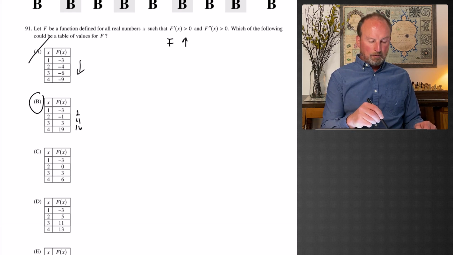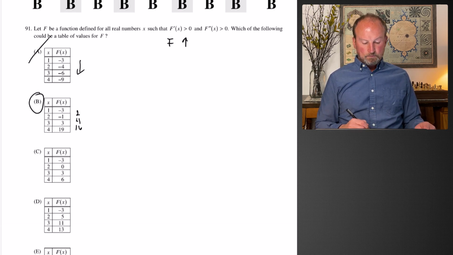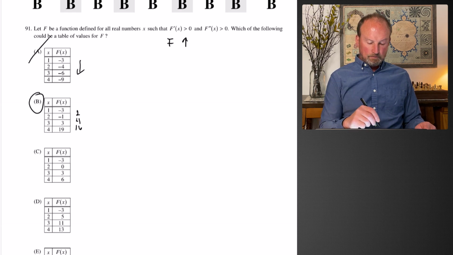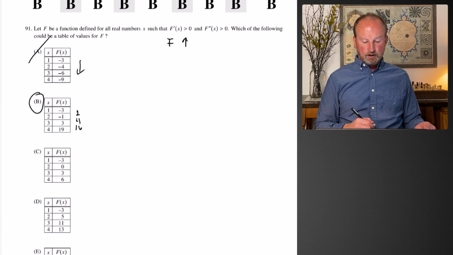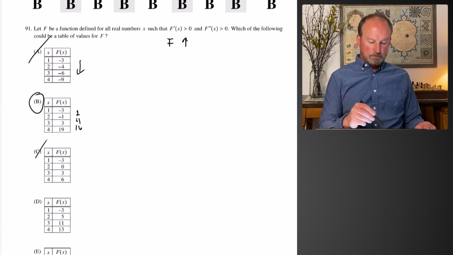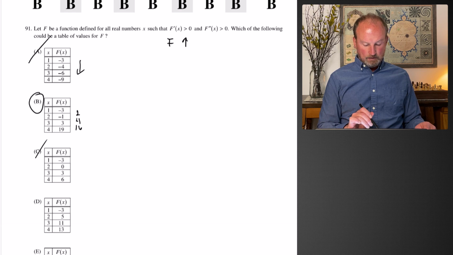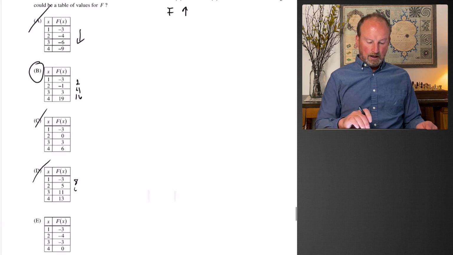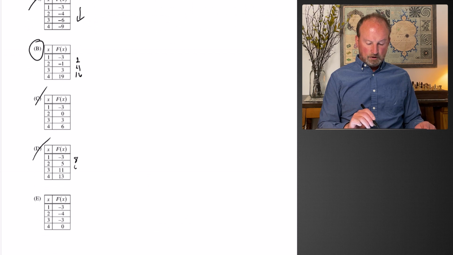So I'm going to circle B, but let's just check the other ones. -3 to 0, it went up by 3. From 0 to 3, it went up by 3. From 3 to 6, it went up by 3. That one's out. This one goes from -3 to 5. It goes up by 8. Then it goes up by 6. It's increasing, but it's increasing at a decreasing rate. That one's out. And letter E is out because it's just going down and then it goes back up. So the answer is letter B.